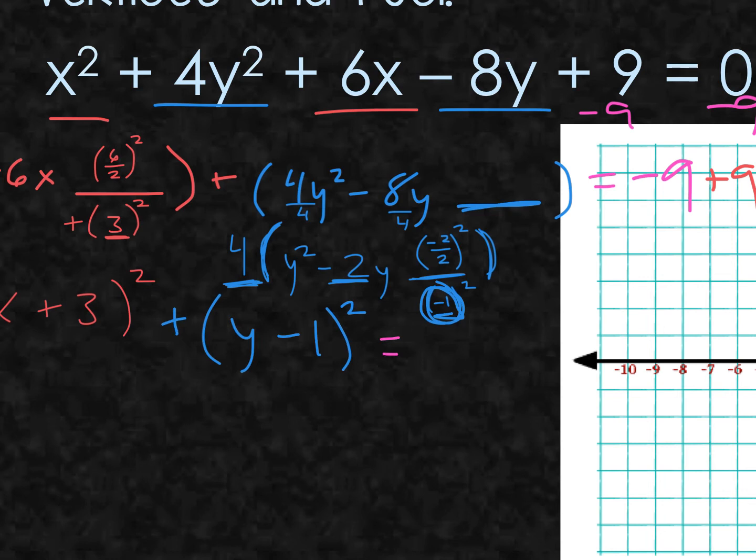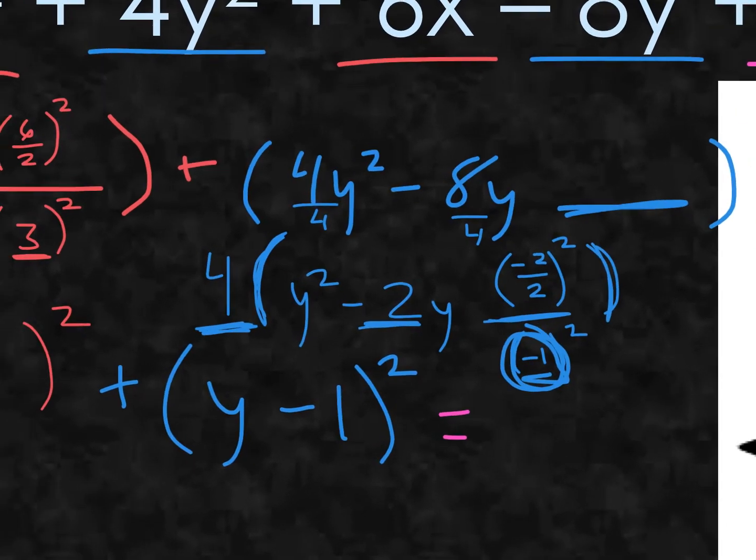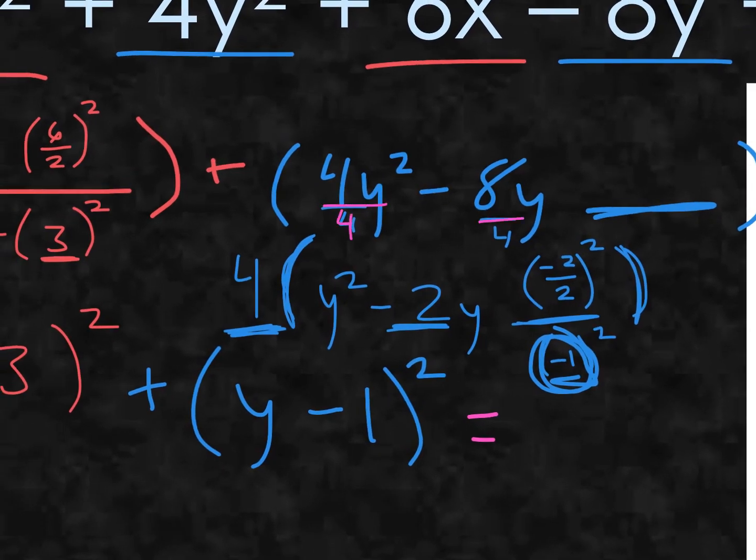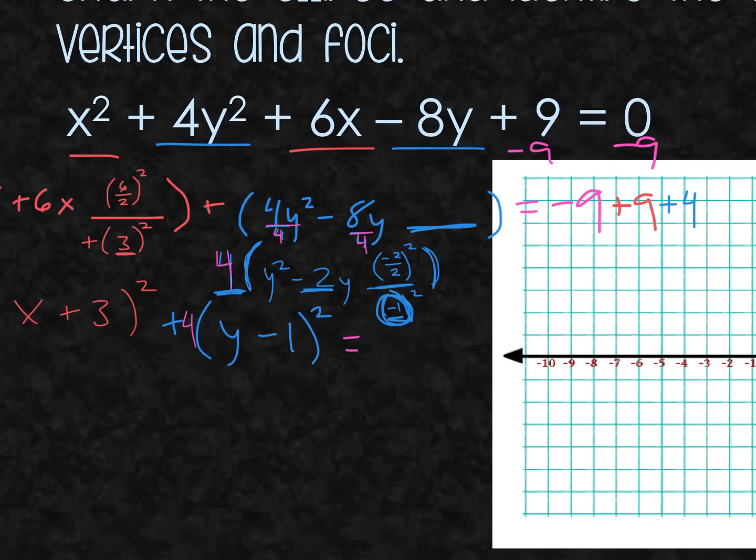How did I get rid of the 4? I divided this by 4 and divided this by 4. So I didn't get rid of it, I just put it on the outside here. Right, but then once you put the y minus 1 squared, the 4 should be there. My bad. Thank you. And then on the right side I have negative 9 plus 4, so this would be a 4 over here. So I just added these 3 together.